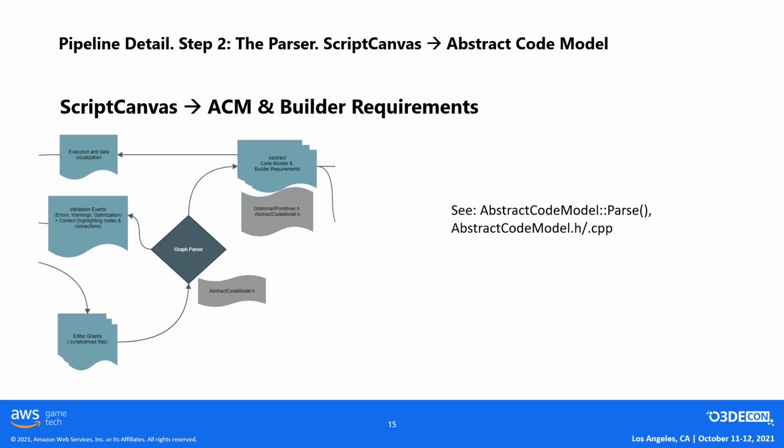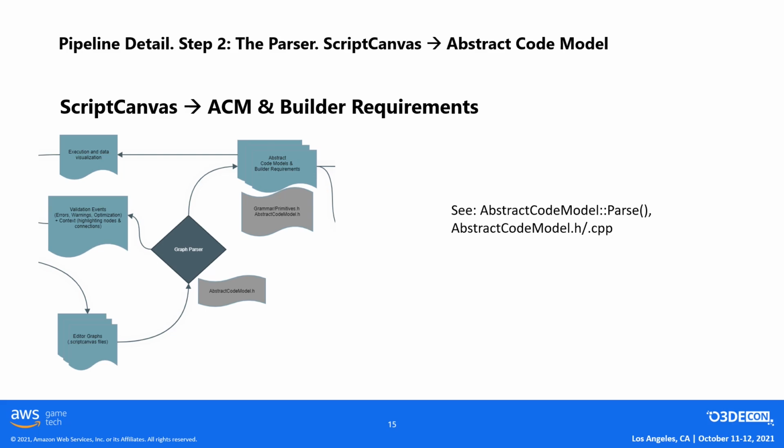This allows us to continue to make the front end more visually appealing, more visually expressive, and easier to use, without having to modify the rest of the pipeline. The parser will check every node, variable, and connection in the graph for errors. It will generate every route of execution and every possible execution path through the graph that the user defined. It will perform some optimizations, for example, culling unused variables.